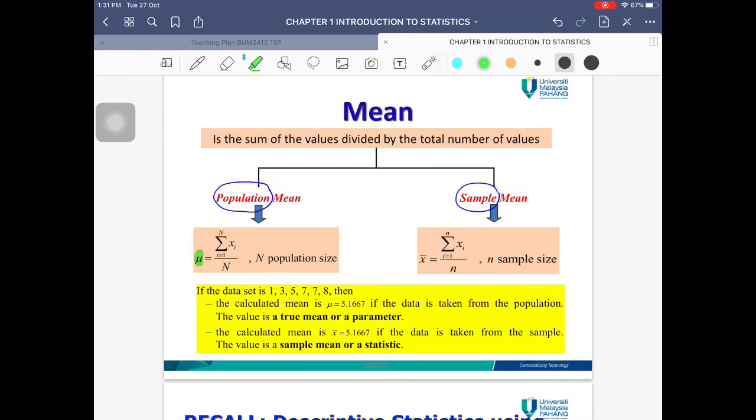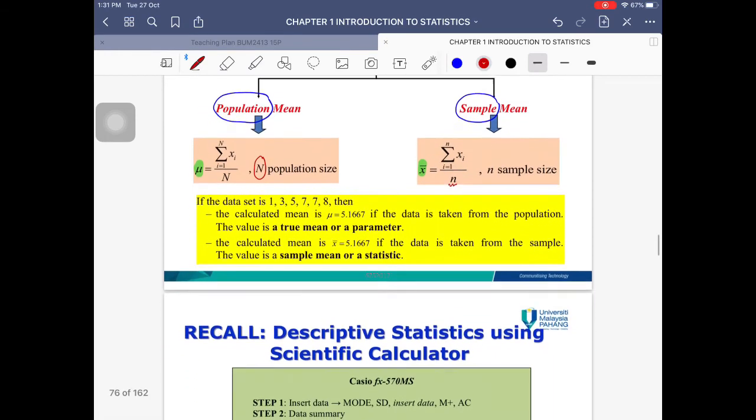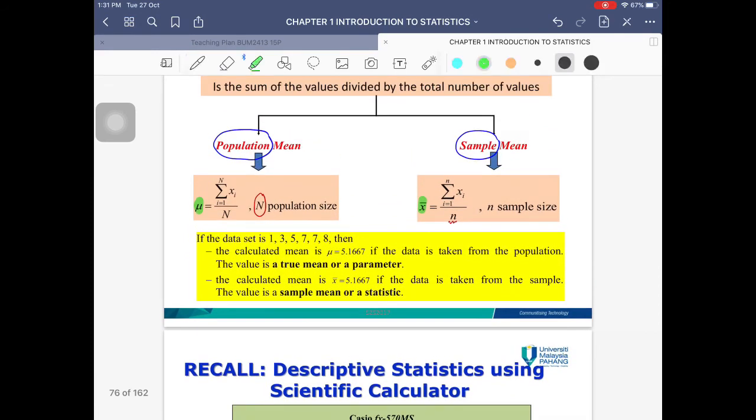Remember, we have seen this previously, that when you have population and sample, the notation that you use will be different. For the case of population mean, you use the symbol mu, and for the case of sample mean, you use the notation x bar. But in terms of the formula, it will be the same. All you have to do is sum up all the numbers, add all of them together and divide by how many numbers there are. For population mean, you divide by the population size, denoted by capital N. And when you have sample mean, you divide by small n, which represents the sample size.